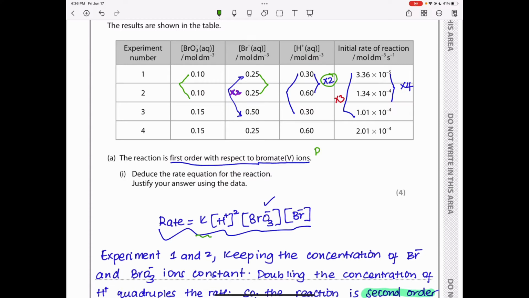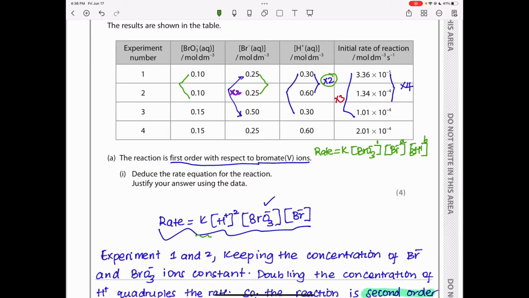So if I feed into my rate, my new rate is going to equal K into the concentration of bromate, which is exactly as it was originally. Concentration of bromide is still the same. And then concentration of H plus is 2 times, so it's going to be twice the original concentration. Now, I know this is first order. However, I do not know these orders, and let me call them A and B.